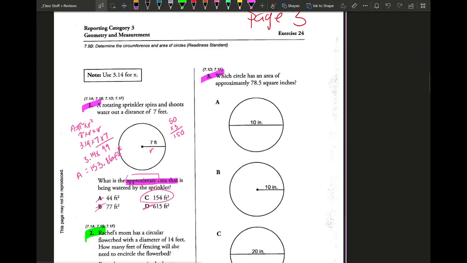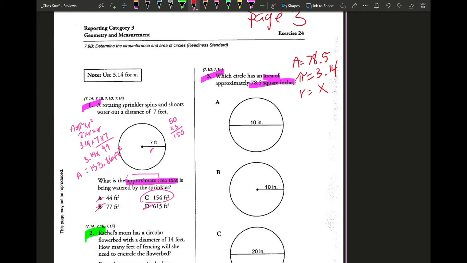Let's look at number 3, because this is one that we have to work backwards. It says, which circle has an area approximately of 78.5 square inches? So let's pretend that the answer choices are not given to me right there. This is what I know. I know the area equals 78.5. I know pi is always the same. So I need to find my radius, or diameter, it doesn't matter, right? So I can just go ahead and work this backwards.